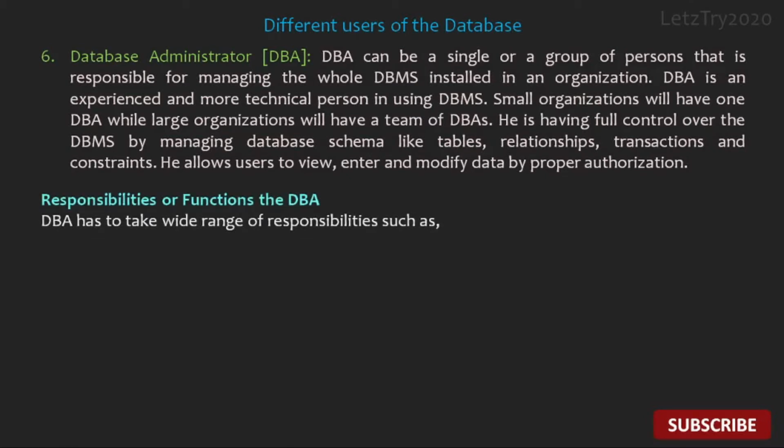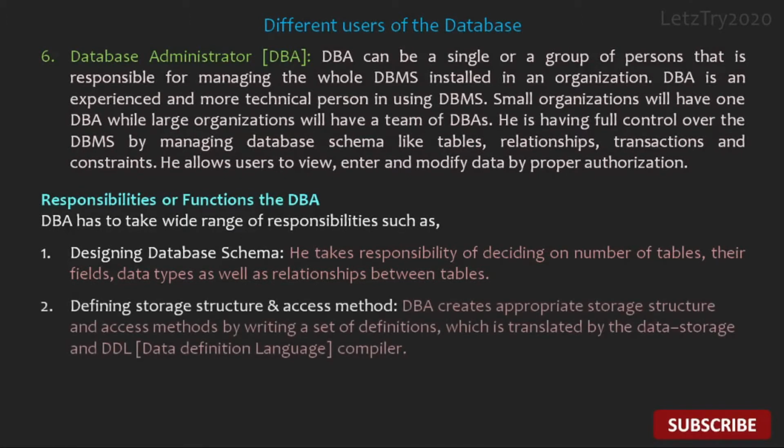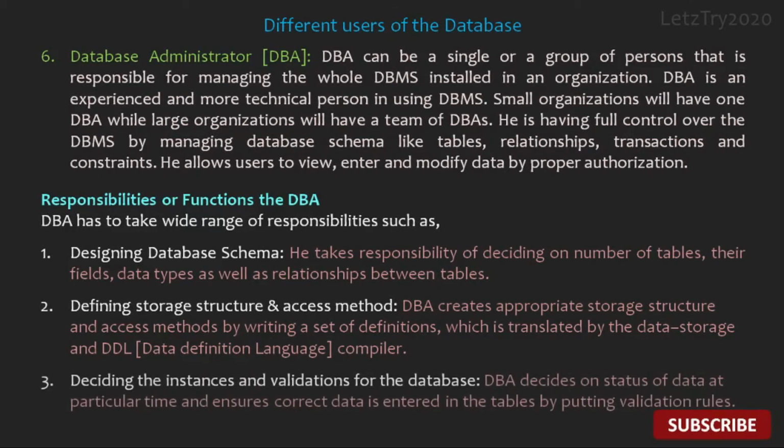Let us list various responsibilities or functions of the DBA. DBA has to take a wide range of responsibilities such as designing database schema. He takes responsibility of deciding on number of tables, their fields, data types as well as relationships between tables. Defining storage structure and access method. DBA creates appropriate storage structure and access methods by writing a set of definitions, which is translated by the data storage and DDL or data definition language compiler.